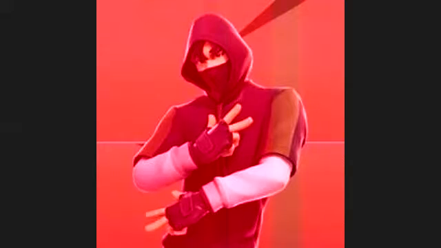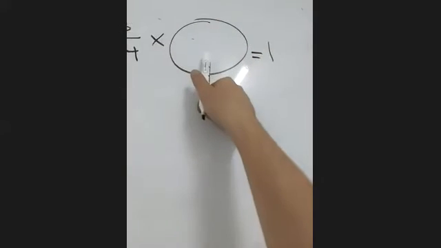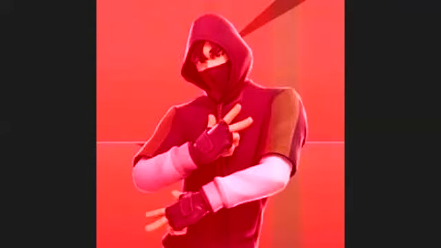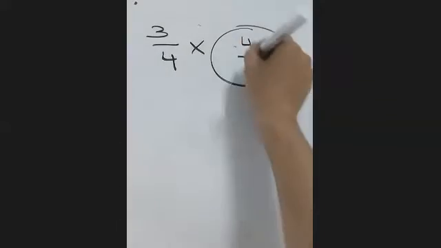Yusuf Hamza, where are you? I'll unmute you. Yes, Yusuf, what's the number? We need to put it here, multiplied with 3 over 4, to get 1. 4 over 3. We put 4 over 3. Excellent, the reciprocal.